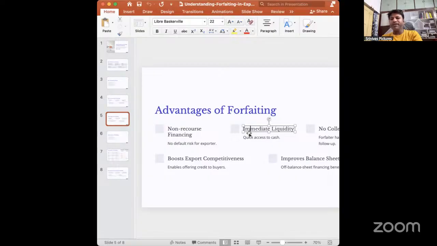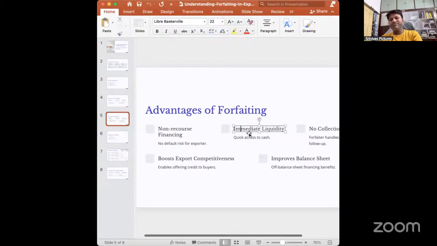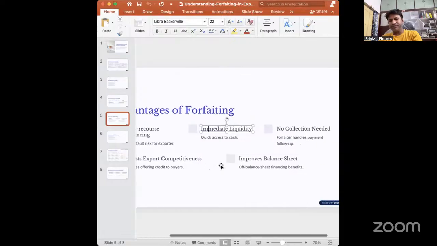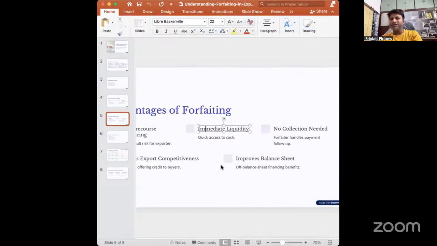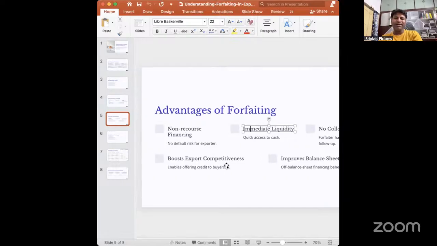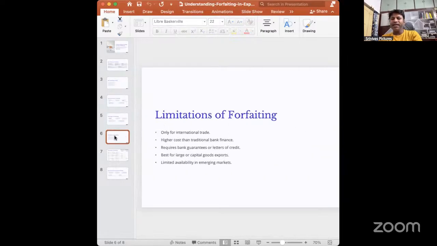Boost up the export competitiveness, enabling offering credit to buyers. So with the help of the forfeiter, the exporter doesn't have any risk. So he can maximally expand his business, boost up export competitiveness and improve the balance sheet. So off-balance sheet financing benefits are also there. So these all are the advantages.